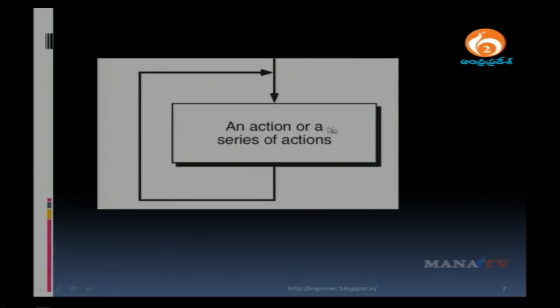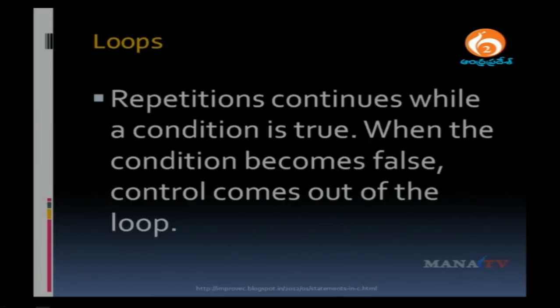Some group of statements are executed several times until some condition is satisfied. The same statements will be executed. Once executed, control goes back and checks the condition. If the condition is true, it will be executed again. So, how many times does this repetition continue? It continues while a condition is true. When the condition becomes false, control comes out of the loop. The moment it becomes false, the JVM comes out of the loop.